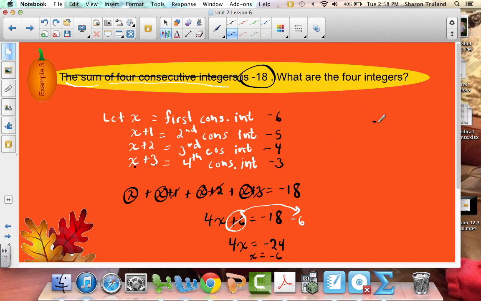All right, so if I do a check here, when I take these numbers and add them together, I should get, voila, negative 18.